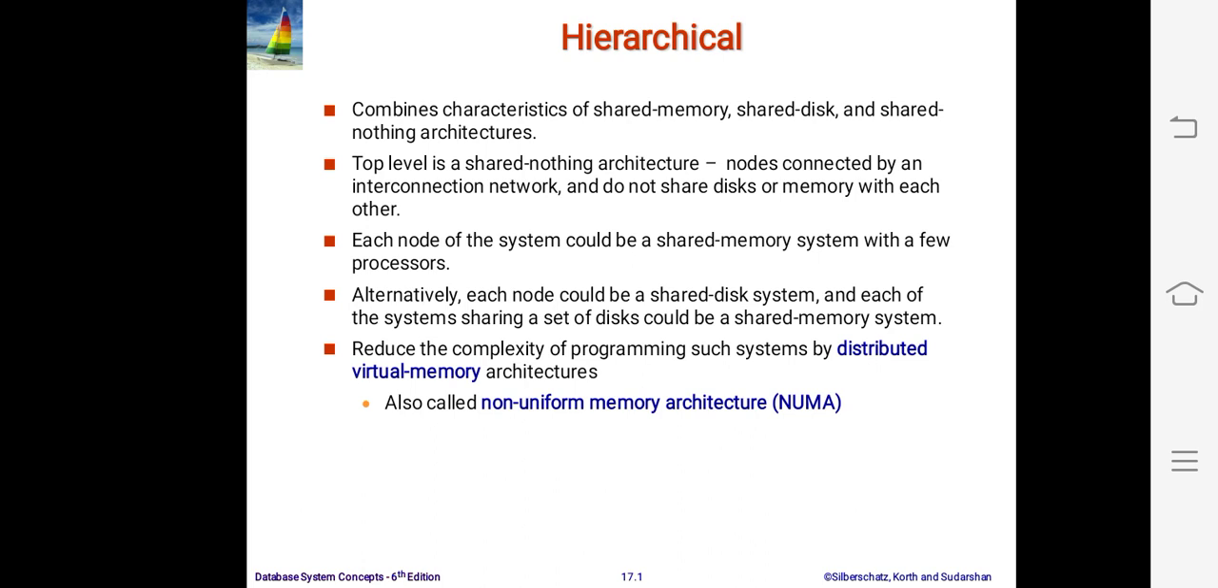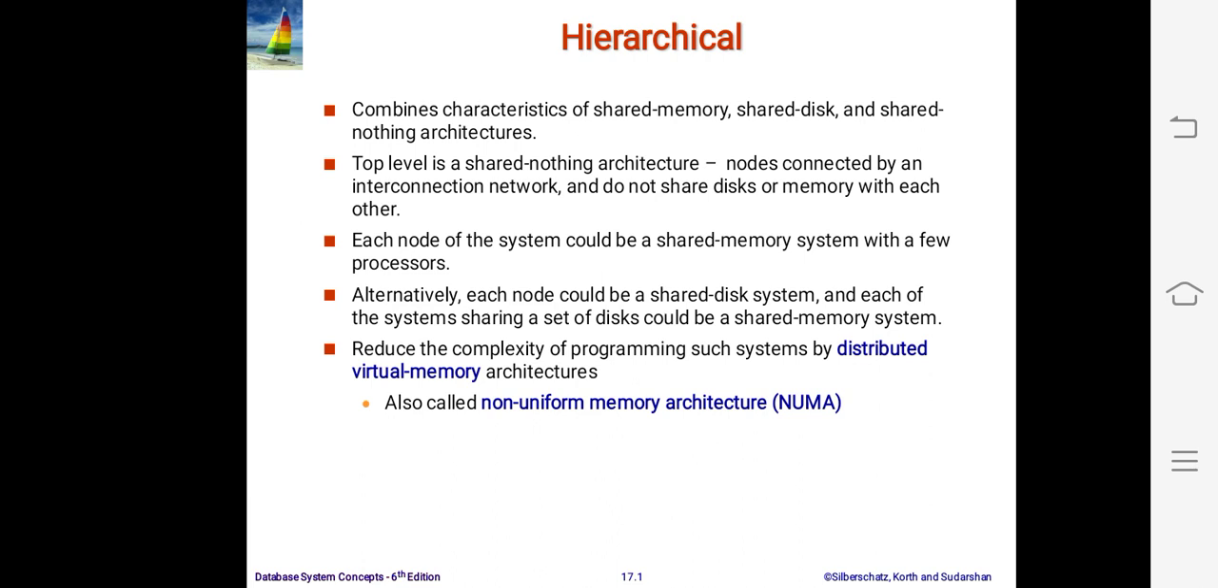So hierarchical combines the characteristics of shared memory, shared disk and shared nothing architecture. It depends upon the application which type of combination we are going to use. Top level is shared nothing architecture, because in shared nothing architecture, nodes are connected by an interconnection network and do not share disk or memory with each other. Each node of the system could be a shared memory system with a few processors.